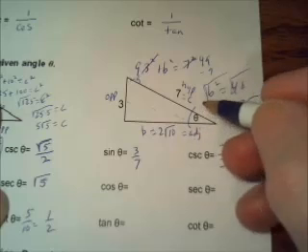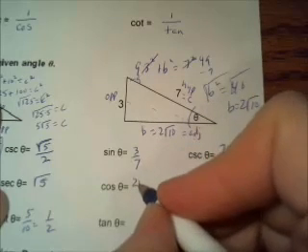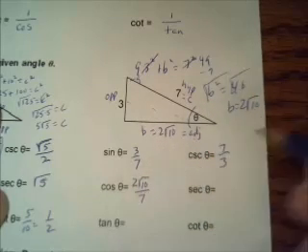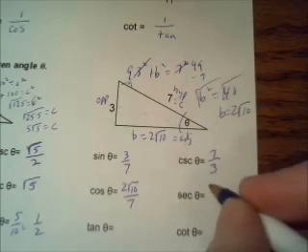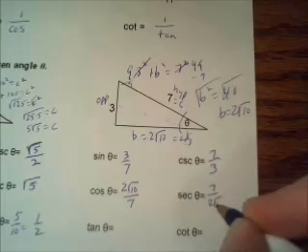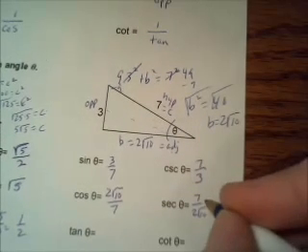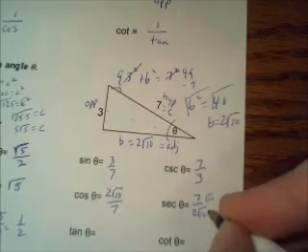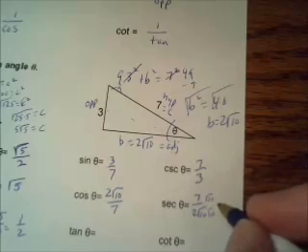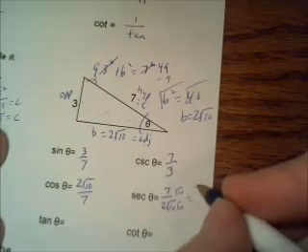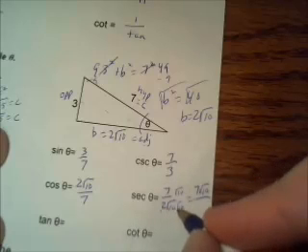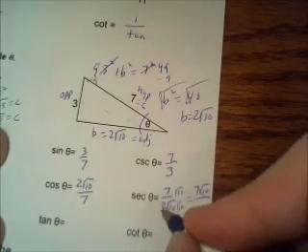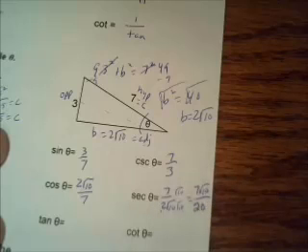Cosine is adjacent over hypotenuse, which is 2 square root of 10 over 7. The secant is this flipped upside down, which is 7 over 2 square root of 10. But now we have to multiply top and bottom by the square root of 10. So the secant is 7 square root of 10 over 2 times the square root of 10 times the square root of 10 is 10. So 2 times 10 is 20. So it's 7 square root of 10 all over 20.